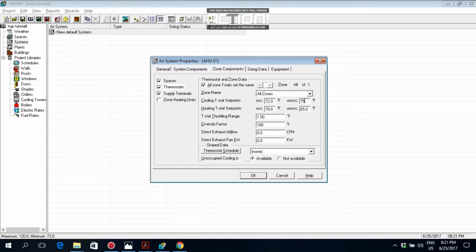If the temperature goes beyond 75, the machine will start. Once the temperature reaches 72, the machine will be off. If the temperature is above 72 till 75, the machine will continue to stay off. Then if the temperature goes above 75, again the machine will start. So you need to make sure of these two temperatures over here.